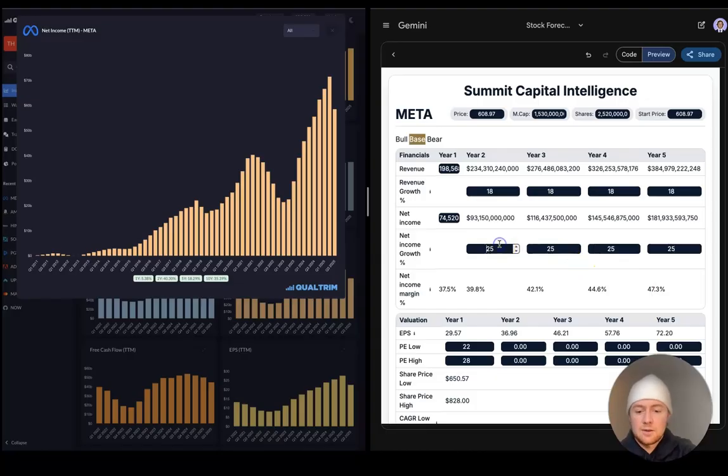Let's dial it back a little bit. Let's go 23% net income growth, compound annual growth rate. So we still have margin expansion, very solid: 37.5% as of 2025, expanded to 44.3% as of 2029. And again, I think these numbers are incredibly conservative for Meta.